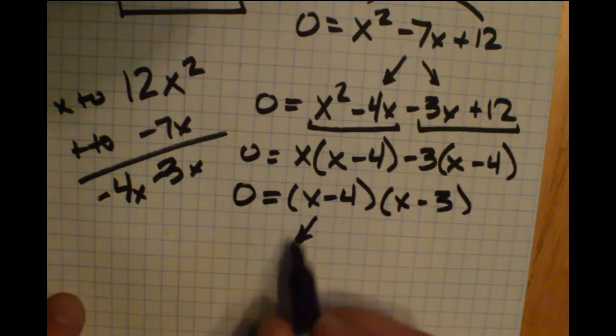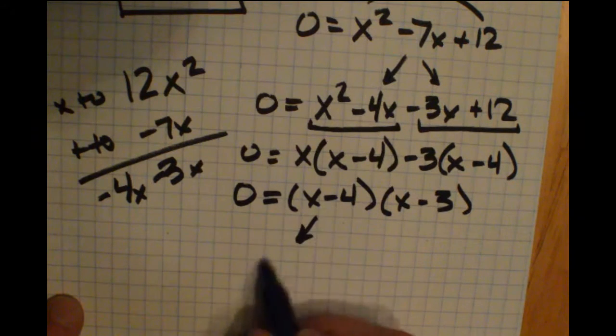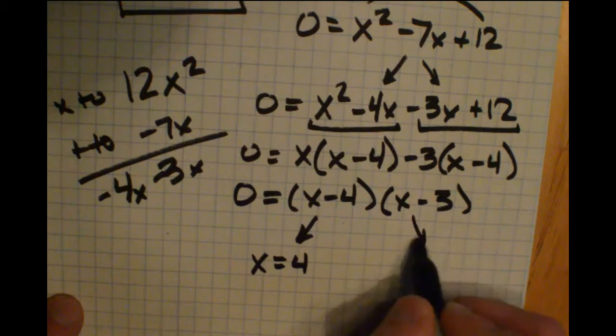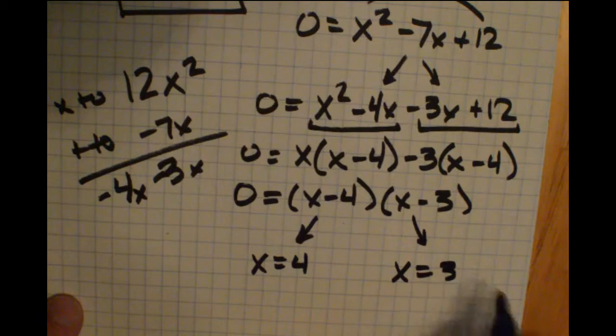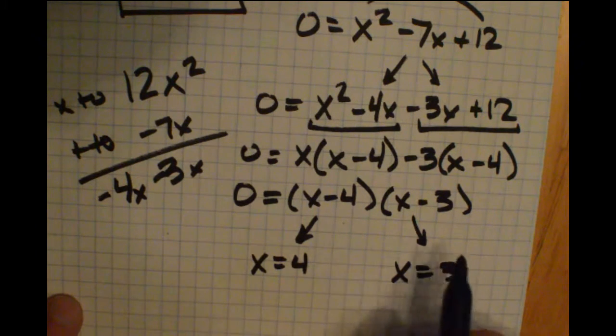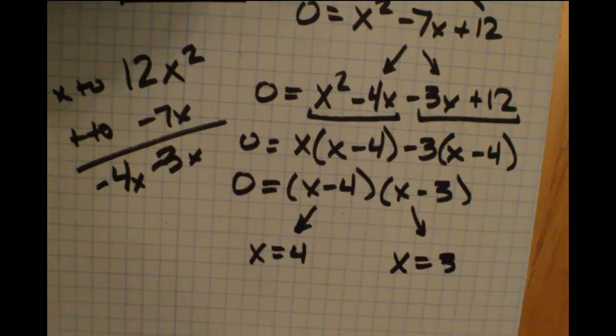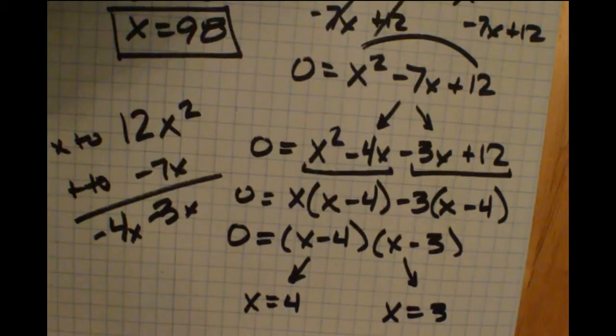From this, what will make that binomial 0? Well, x would equal 4. From this one, what would make that 0? x would equal 3. So those seem to be two good solutions. Let's go ahead and take those back to the original and see if they work.